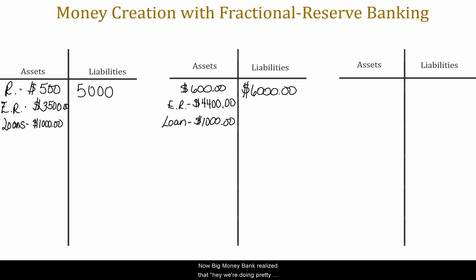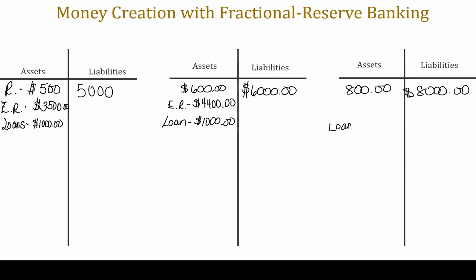Now, Big Money Bank realizes that, hey, we're doing pretty well with handing out loans to individuals. Let's continue this practice of giving it to individuals who we believe can pay it back. And Corey decides that he wants a $2,000 loan from Big Money Bank. And when he receives this loan, he deposits it into, you guessed it, his account at Big Money Bank. And now the liabilities for Big Money Bank have changed to $8,000. The required reserve is still 10%. Therefore, the required amount is $800.